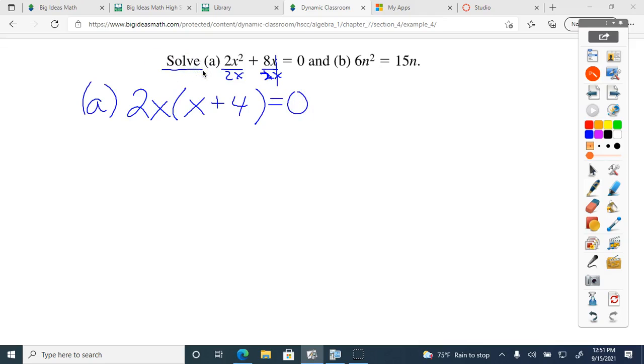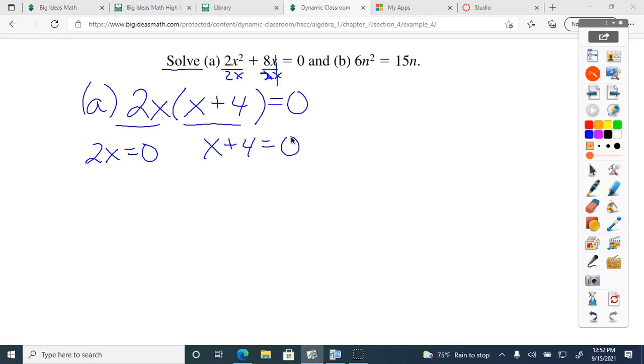That was example 3. Example 4, we take it a step further. They want us to solve it. So what do we do to both of these factors? What did we do on the very first example? We just set them equal to 0. Same thing. They walked you through it. So 2x equals 0, x plus 4 equals 0.